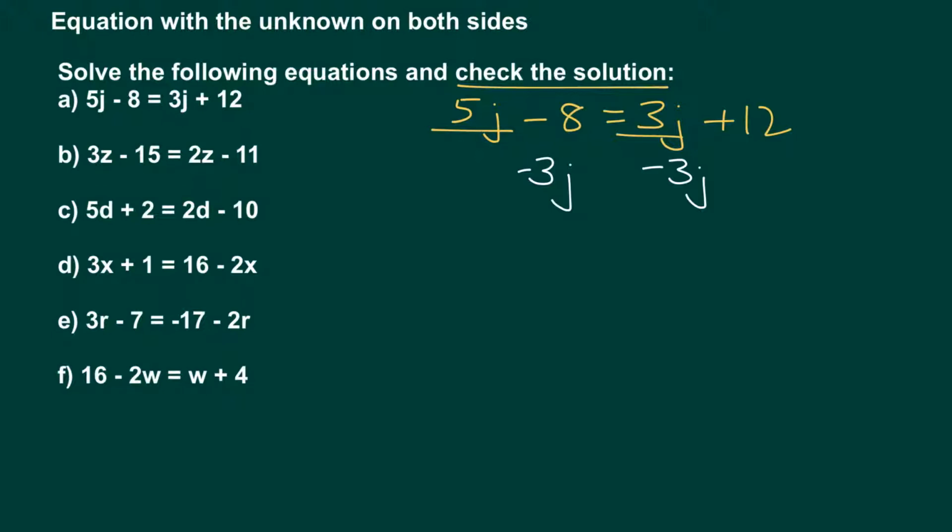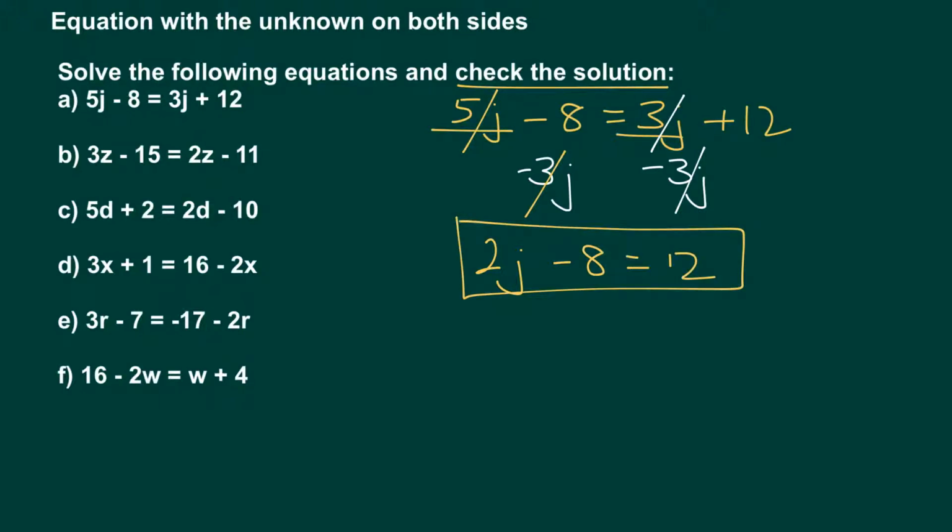Now that reduces 5j minus 3j to 2j minus 8. The 3j and 3j here get cancelled out. Then we are left with equals 12. Now guys, here is a very standard equation that we know how to solve. So I'm not going to spend a lot of time on these, and I'm just going to rush through the steps. So 2j minus 8 equals 12.